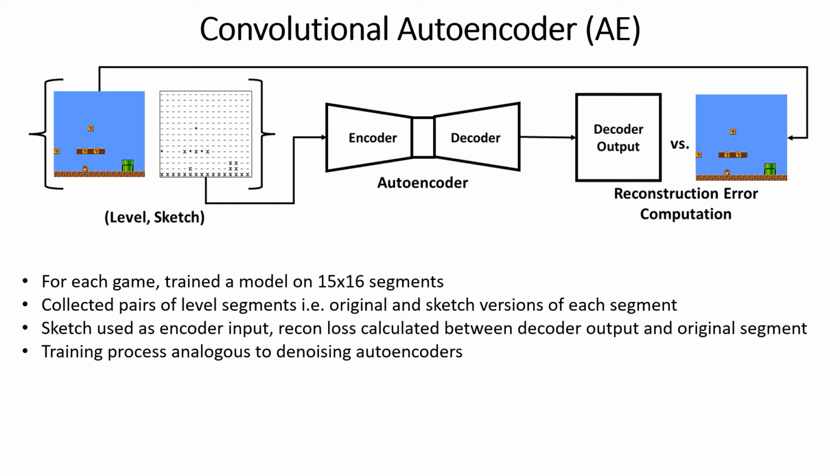Moving on to the autoencoder, for each game we train convolutional autoencoders using 15 by 16 segments from that game. For training, for each game we collected pairs of level segments consisting of the original segment along with its sketch version obtained by translating the original segment using the tile to affordance mapping for that game. We used the sketch as the encoder input and computed the reconstruction error between the resulting decoder output and the original segment. Training in this way, the autoencoder for a given game learns to convert from the common affordance representation to the tiles specific to that game. This type of training is similar to denoising autoencoders, where instead of using a noisy, corrupted version of the data as input, here we use this translated version of the original input.